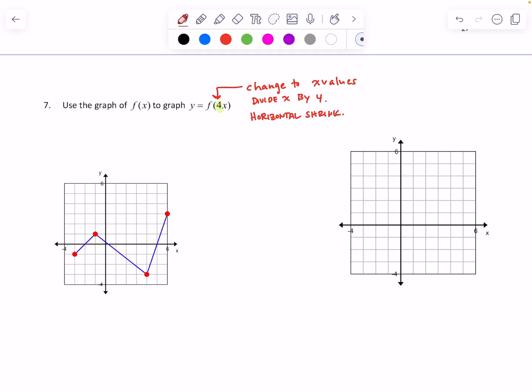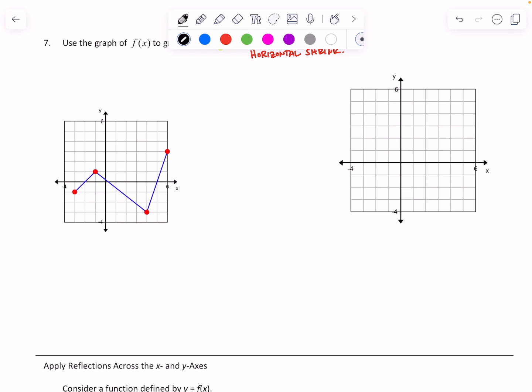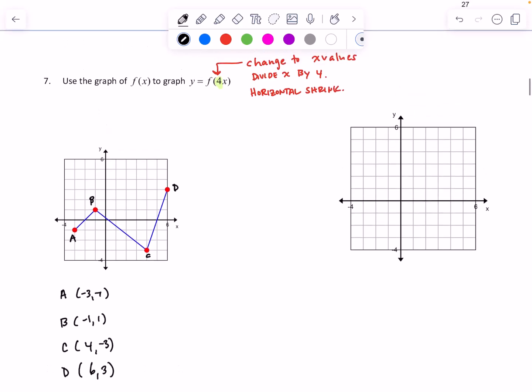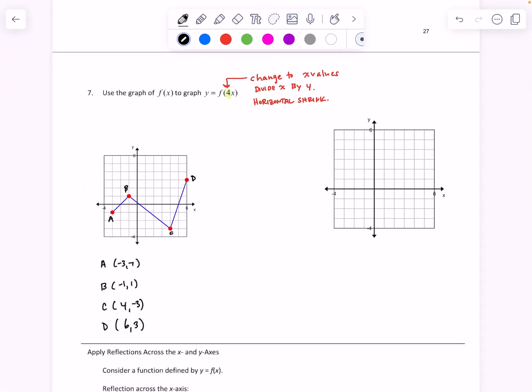So I'm going to make a list of all of the points on this graph to the left and label them A, B, C, and D. A is the point (-3, -1). B is the point (-1, 1). C is the point (4, -3). And D is the point (6, 3). All right, and we're doing a horizontal shrink, which means our x values are changing. We're going to divide them by 4.